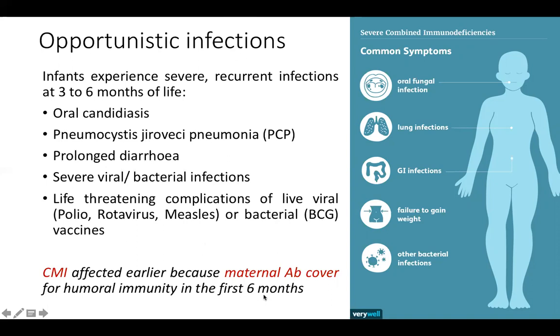In the initial 6 months, you know that the infants carry maternal antibodies obtained through placenta or through breast milk. So the humoral immunity will be somehow covered for the first 6 months, but the cell-mediated immunity will be affected from the beginning. So when I'm saying 3 to 6 months, you will start having candidiasis. So whichever things require antibodies, the infant can still be protected, but when it requires lymphocytes, meaning T cells, that will not function. So oral fungal infections, lung infections like pneumonia, GI infections like diarrhea, failure to gain weight.